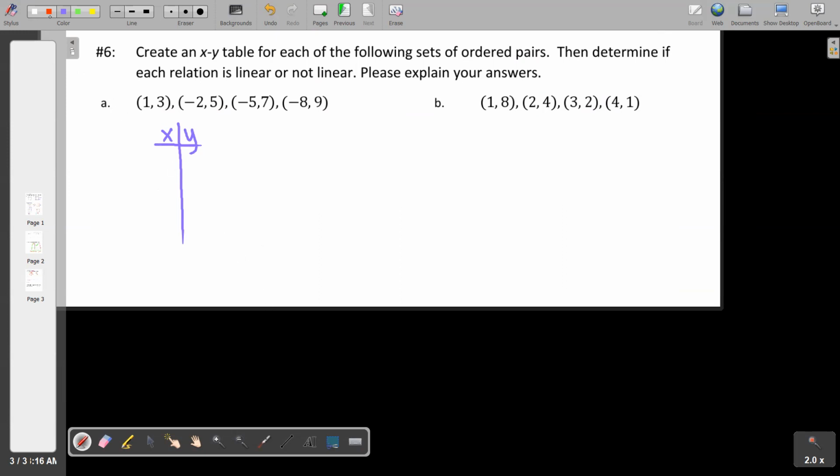And then I'm going to throw my x values, these guys, down along the left side. So 1, negative 2, negative 5, negative 8. And then I'm going to throw my y values, that's these green guys, down along the right side. So I got 3, 5, 7, and 9.